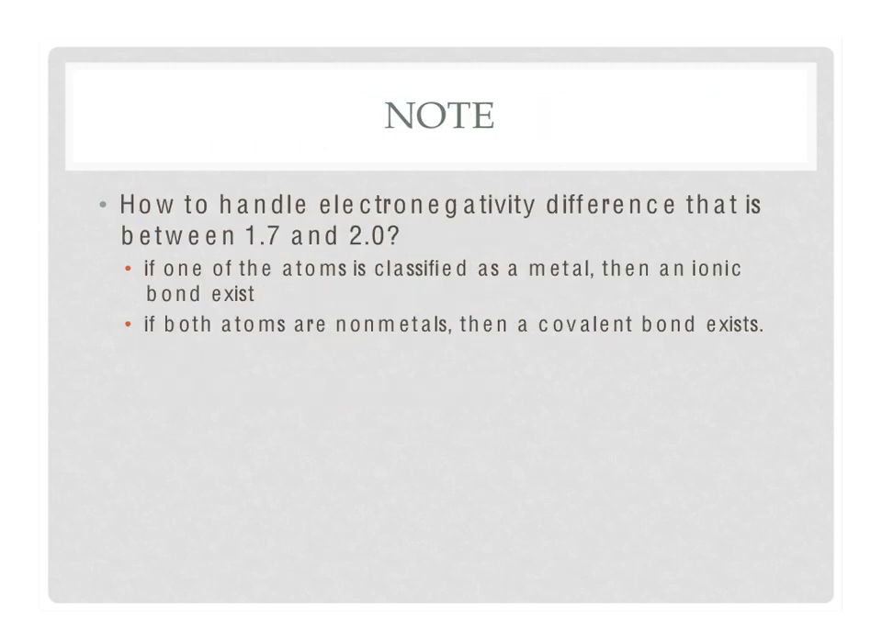Now the ionic is greater than 2.0, but the covalent is less than 1.7. So what do we call the bond between 1.7 and 2.0? Well, here's something to know. If one of the atoms is classified as a metal, then it is an ionic bond. But if both atoms are non-metal, then it's a covalent bond. So again, if the electronegativity difference falls within the 1.7 to 2.0 range, and if one of the elements is a metal, that's ionic, and if both of them are non-metal, then it's a covalent bond.